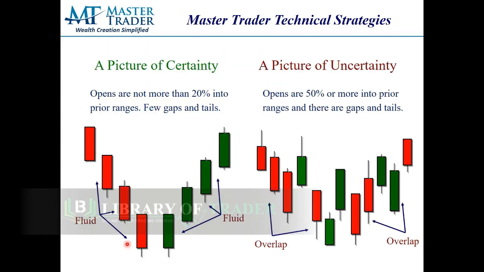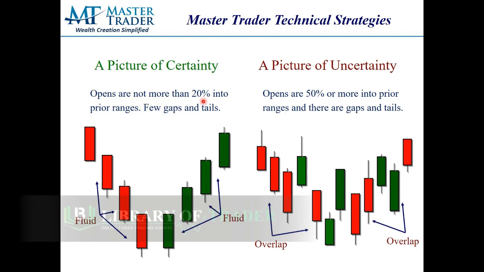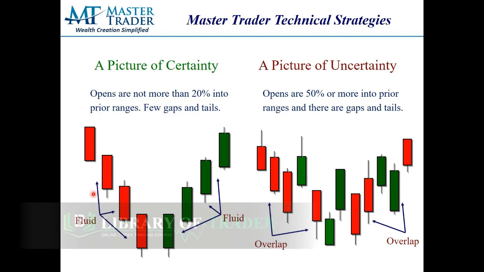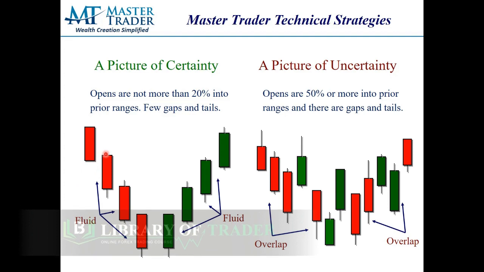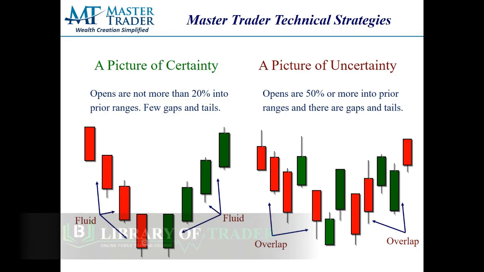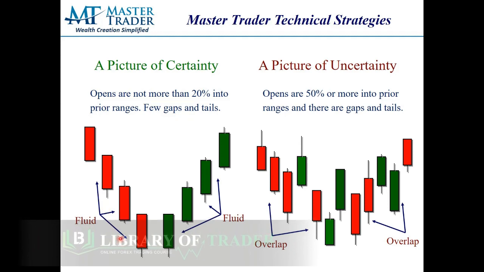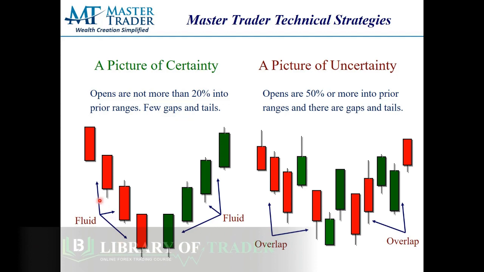So here's a picture of certainty. And we see that because the opens are not more than 20% into the prior ranges. There's few gaps, there's few tails, what we call a fluid movement. We see here's the closing price, here's the open, and it just continues like that. And as we talk about multiple time frames, and understanding that as we decide what time frames to look at, this arrangement of candles is one in which it tells us that it looks this way because of the time frame that we're using.